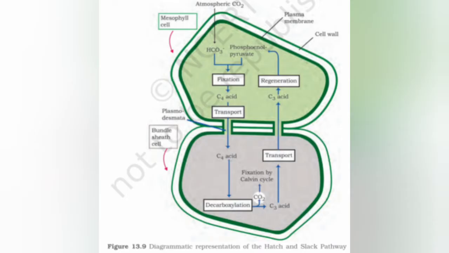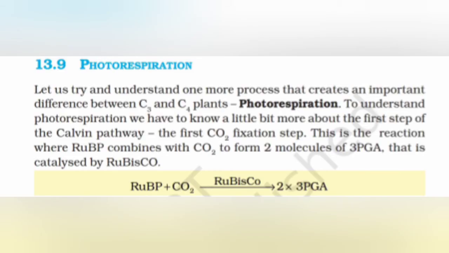Let us have a look at the cycle. Here are the two cells. The upper one is the mesophyll cell, which lacks rubisco, but the lower one is the bundle sheath cell, which has rubisco. In the mesophyll cell, when the carbon dioxide is accepted, it is fixed into a C4 acid. This C4 acid is transported to the bundle sheath cell, where the C3 cycle occurs in the presence of rubisco, and then the C3 acid is returned back to the mesophyll cells.